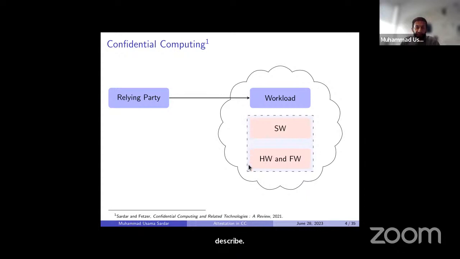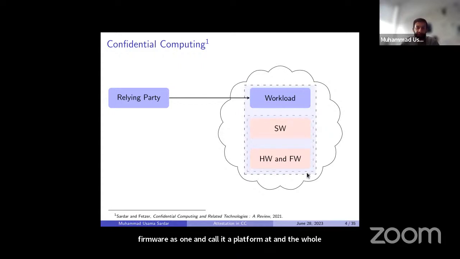For this, let's combine the piece of software, hardware, and firmware as one and call it a platform attester. And this is then the workload attester. And the whole thing here is, completely, an attester. So this is the terminology. Everything inside this is the attester. This is the relying party.